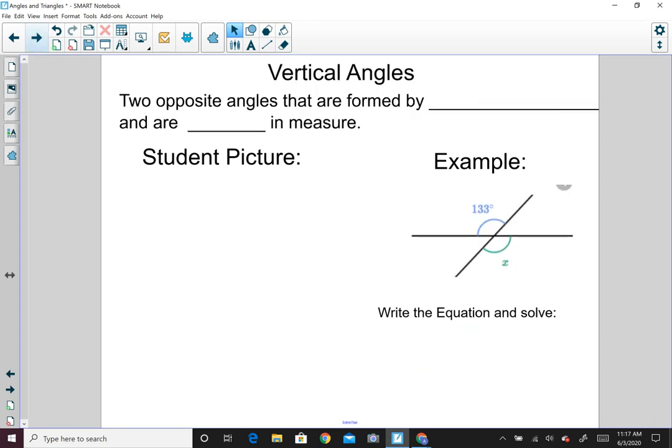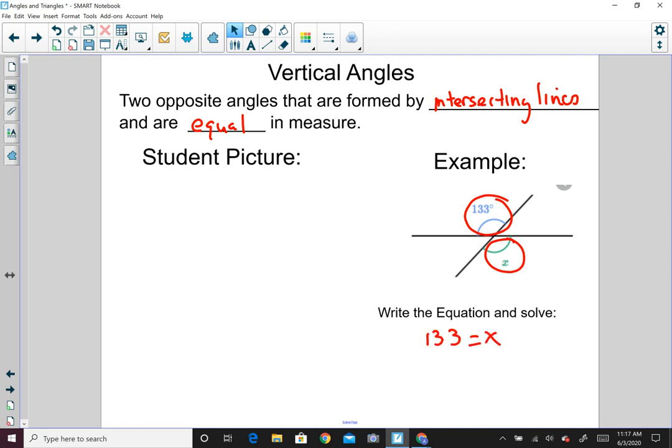Okay, vertical angles. These are two opposite angles that are formed by intersecting lines. Intersecting means they cross each other. Vertical angles are equal in measure. This angle equals this angle. So my equation is 133 equals x. So if this angle is 133, this angle is 133. It's that simple. Vertical angles are equal.